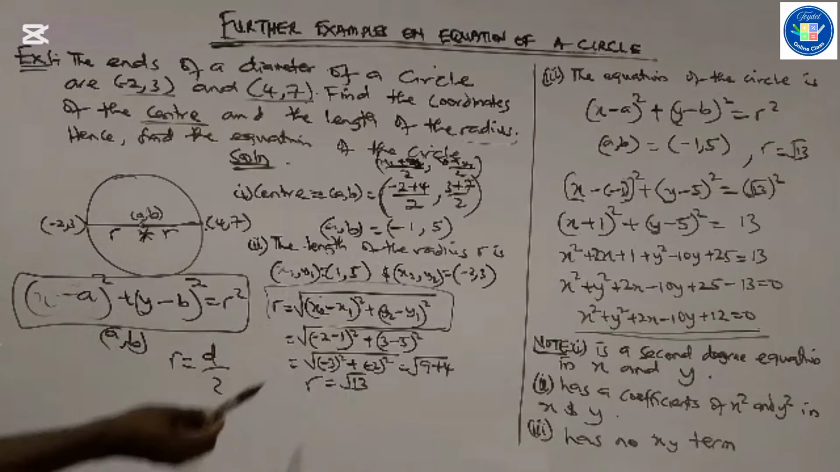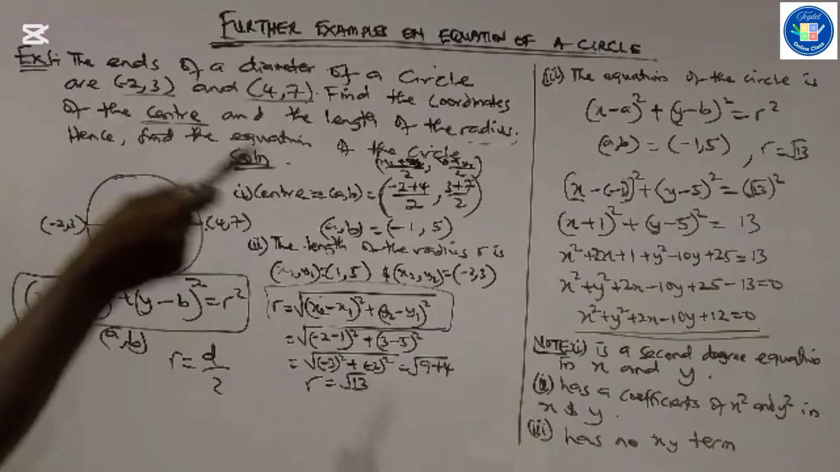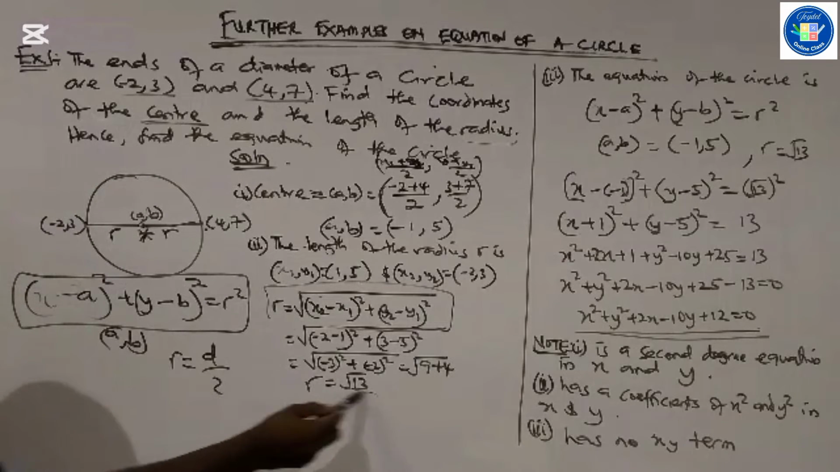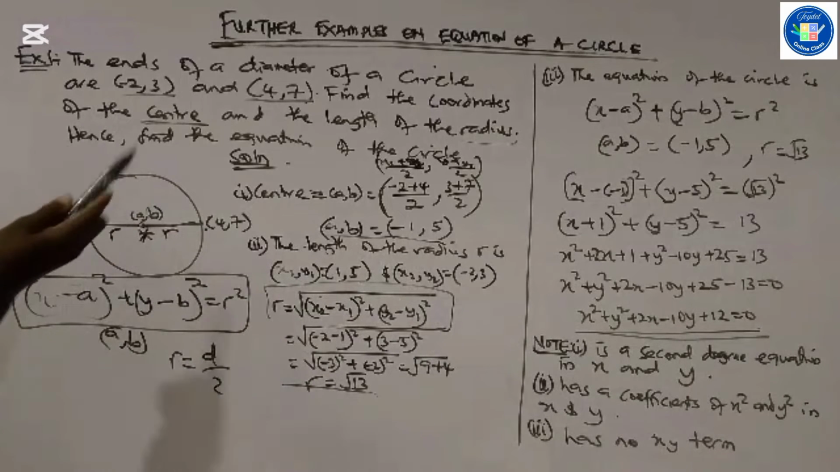And of course, it will be square root of 13 units. So we have been able to find the coordinate of the center, a, b. Then we have also found the length of the radius, which is r, as we have it on the board. So we can go ahead and find the third question, the equation of the circle.